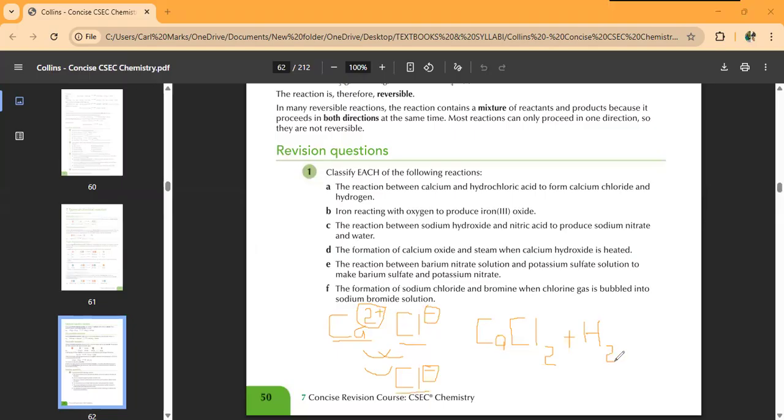So for calcium chloride, this guy is aqueous, it's very soluble. So you put AQ in bracket.